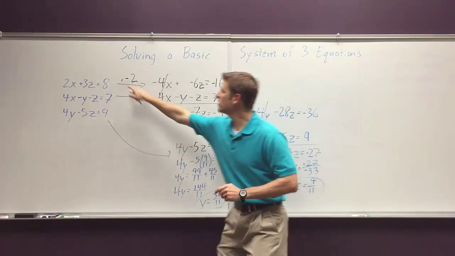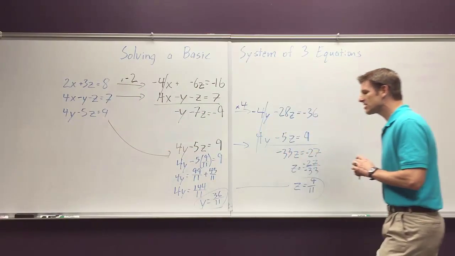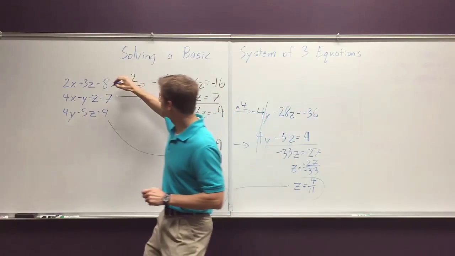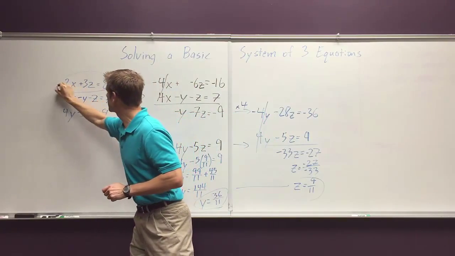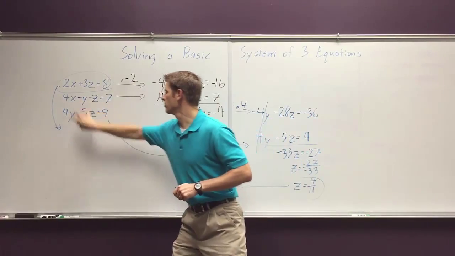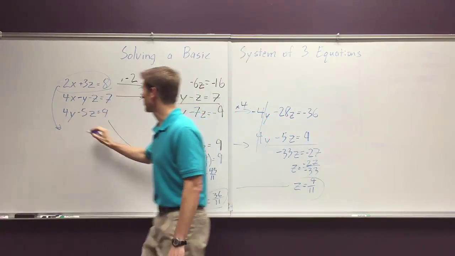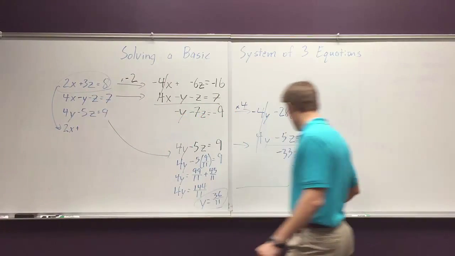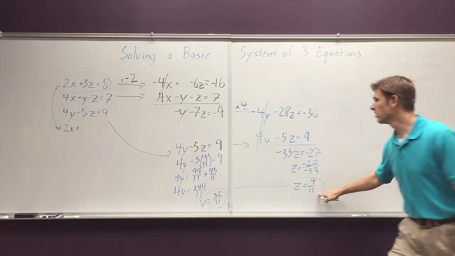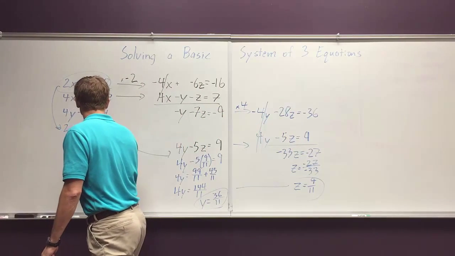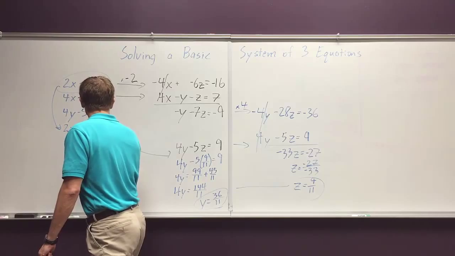Okay, so I have the z value, I have the y value. Time to come back over here and choose the easiest equation to come up with an x value. Let's choose the top one. It's got to include x, and I'd rather not deal with all the variables at the same time. So let's see what we have here. We have 2x plus 3 times my z value here. So 3 times my z value is 27/11 equals 8.